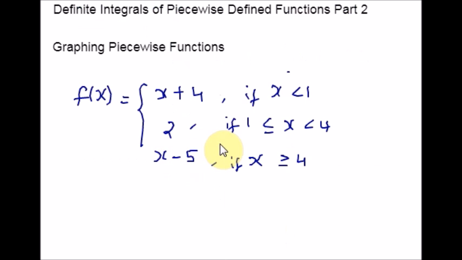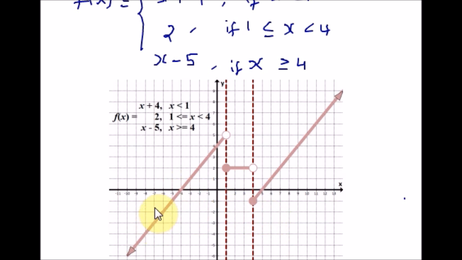Here is the next example. It's also a piecewise defined function, x plus 4, 2 and x minus 5. So there are different boundary points here. First let me graph it. Here is the graph. By looking at the graph itself, you can say that it is broken into pieces and some points are not included. So obviously this is not continuous.